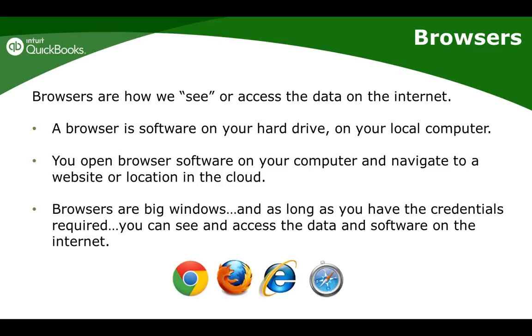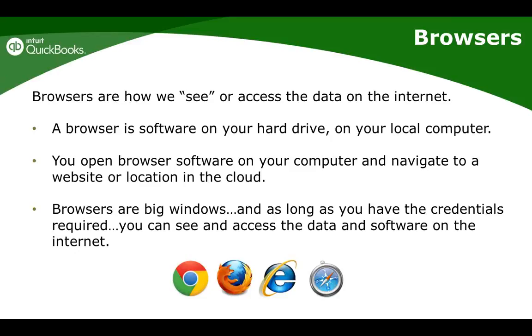But back to browsers. A browser is software on your hard drive. So it lives on your local computer. Browser software comes preloaded on computers when you buy them, and you can also download additional browsers for free if you want another one. So, for example, when I bought my computer, I believe it came with Internet Explorer. I needed Google Chrome, so I downloaded it. So you can download different browsers that are available depending on the computer that you're using. When you open a browser software on your computer and navigate to a website or location in the cloud, that's how you're accessing the data on other servers that are warehoused elsewhere. So your browser is your window into the internet.